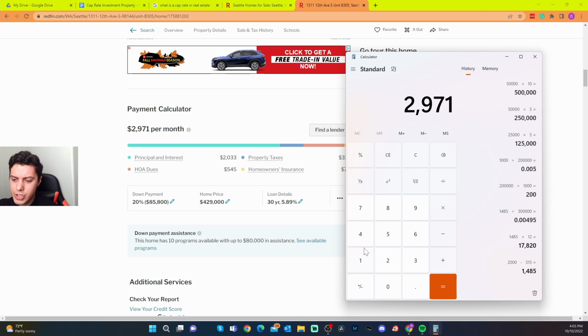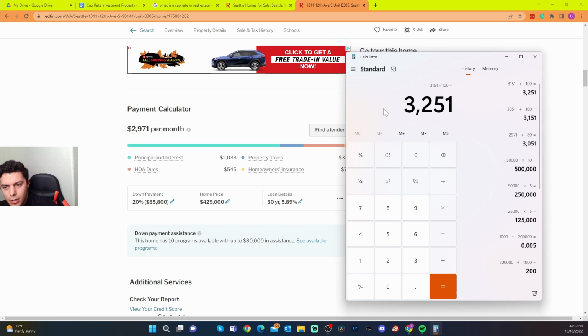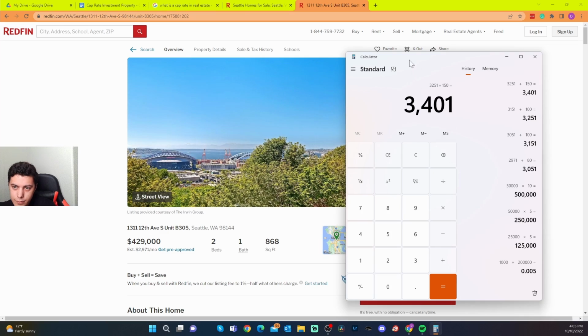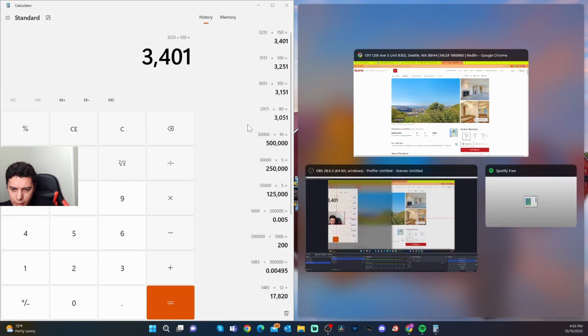So let's just assume water is like $80, and then electricity is $100. And then maintenance, let's just keep it safe for another $100. And then property management, let's say they keep like 8% or something like that, so it's like $150 or so. And then knowing your market, because this area, I know it's nice and all.